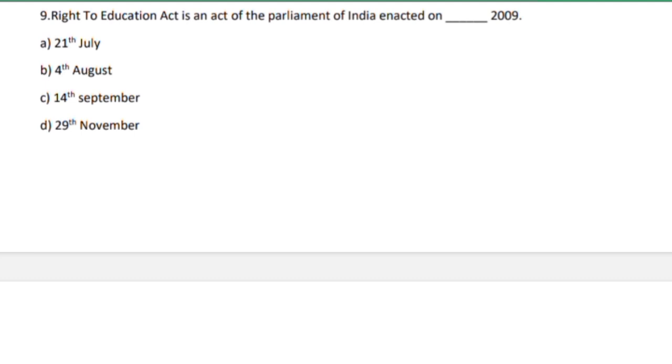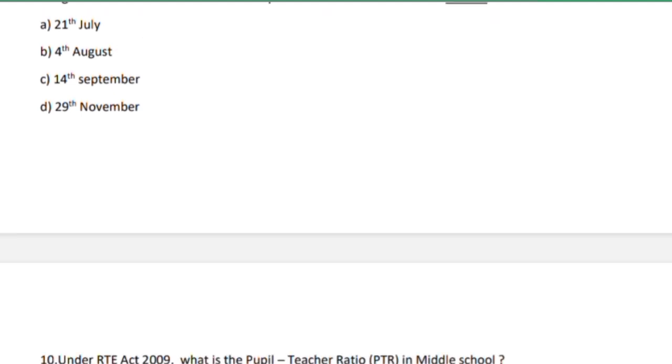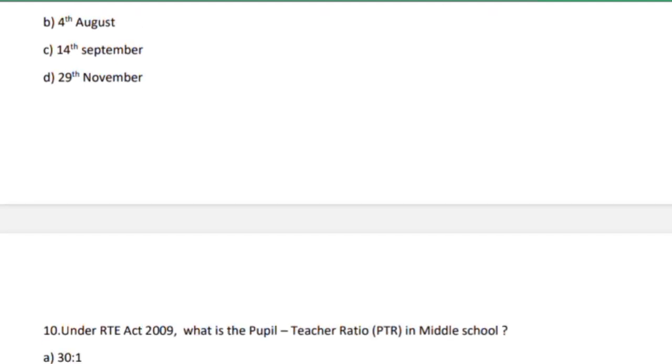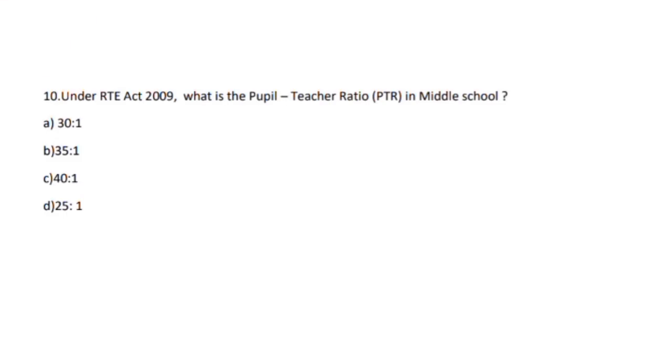Next one. Right to Education Act is an act of the Parliament of India enacted on dash 2009. Right answer, 4th August 2009. Last one. Under RTE Act 2009, what is the pupil-teacher ratio in middle school? Right answer, 35:1.